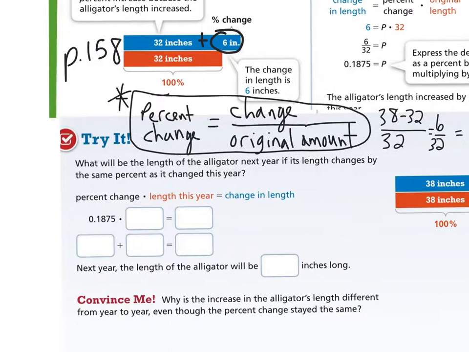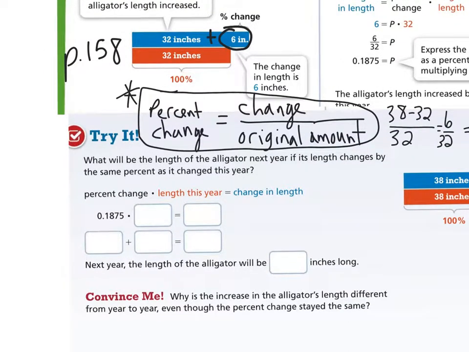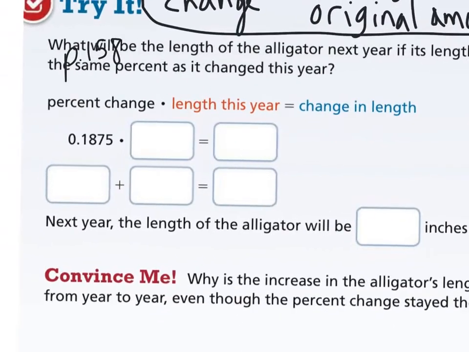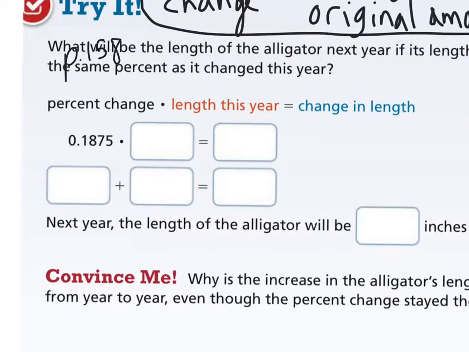So if we look at the try it, what will be the length of the alligator next year if its length changes by the same percent as it changed this year? Well, it changed by 18.75%. So if we figure out what 18.75% of the current length is, which now is the 38 inches, that's going to tell you how much it's going to change by this year.